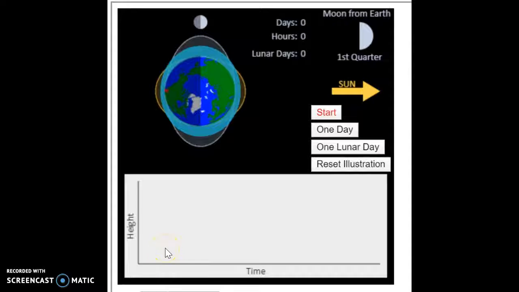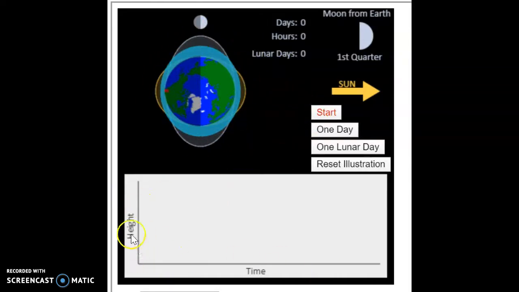Okay, guys, so this is part two. Hopefully, you watched all of part one, got that done, and we're continuing to talk about the spring tides and the neap tides. Here we have an animation that is a really good one. It shows not only the moon phases, but as the moon revolves around the earth, it's going to show how the tides work. So, we're going to start our animation.